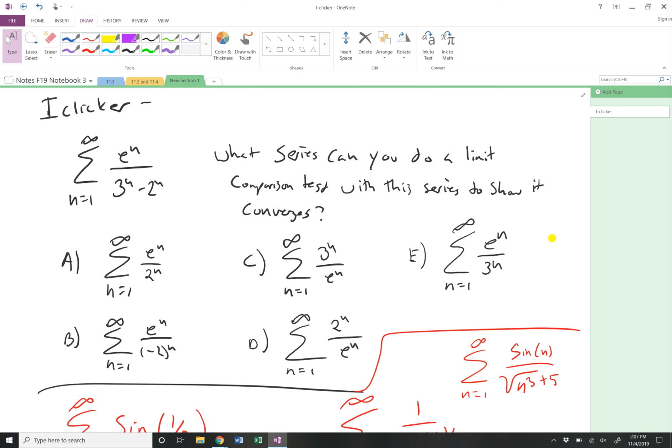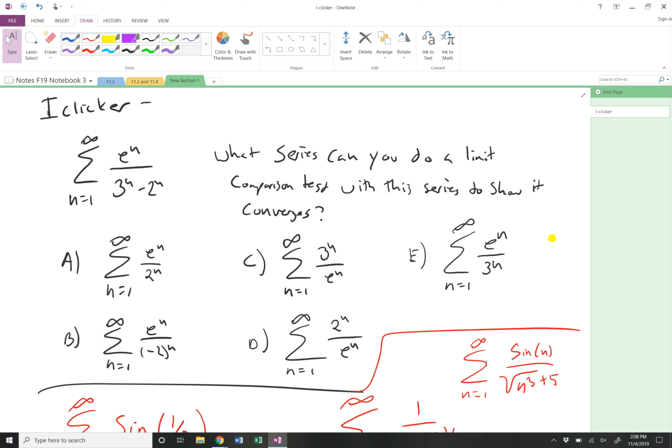All right, so let's talk about this iClicker problem. What was the first rule of thumb that I gave you guys when you're thinking about how to construct another series to do the comparison? First, if you're showing convergence, you need a function that's greater than it, and then for divergence, the opposite. If you think it converges, you need something that's larger. If it diverges, you need something that's smaller.